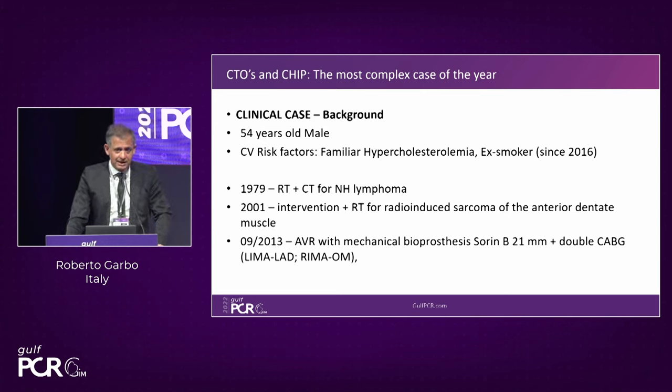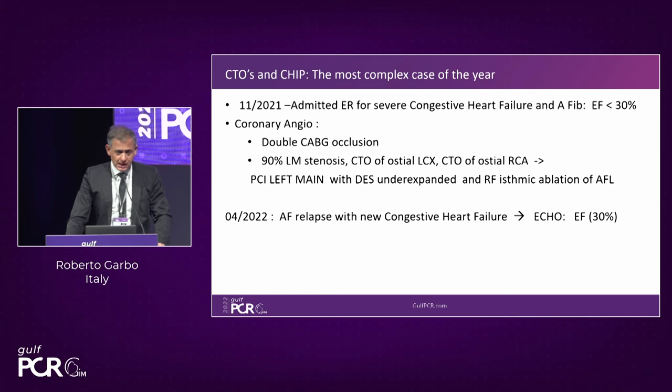In 2013, he developed a severe aortic stenosis. So it was studied, and they showed severe coronary artery disease, and it was treated by aortic valve replacement with mechanical bioprosthesis and double CABG. So we have a mechanical valve in the aorta and double CABG, double artery with LIMA to LAD and RIMA to OM. After that, last year, he was admitted for severe congestive heart failure and AFib. The ejection fraction was less than 30%.